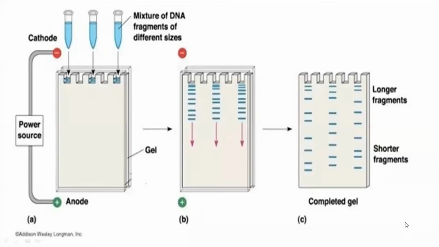Maxam and Gilbert did their reaction of DNA sequencing by using different chemicals which recognize a particular nucleotide and cleave at that particular point. We get different bases in different reactions, and accordingly we can run those reactions on the gel, count the fragments from lower molecular weight to higher molecular weight, and decode the DNA sequence.